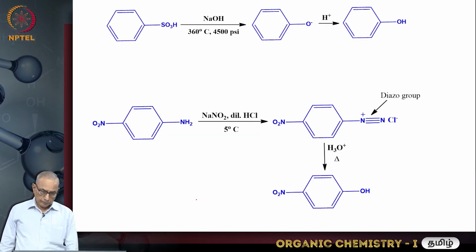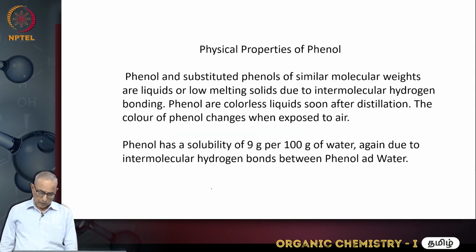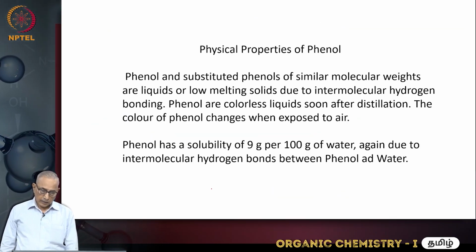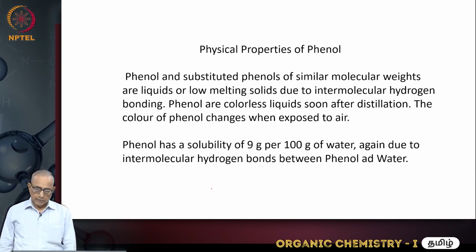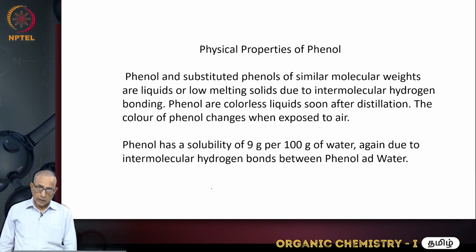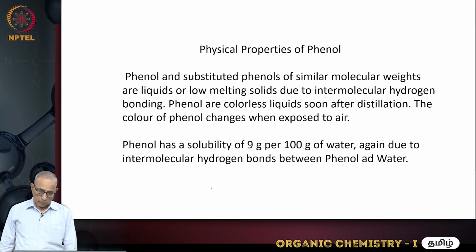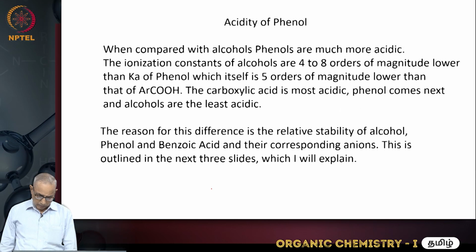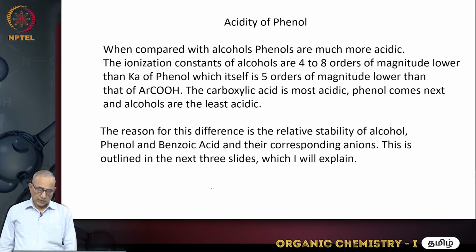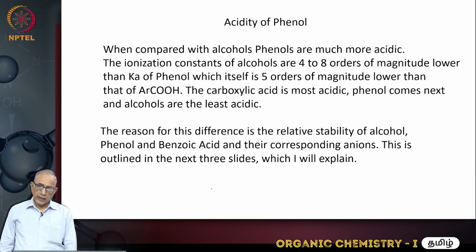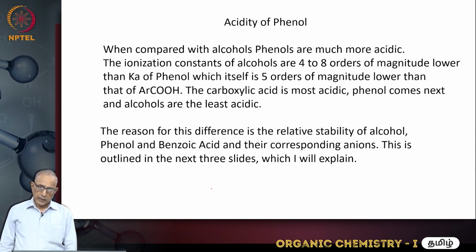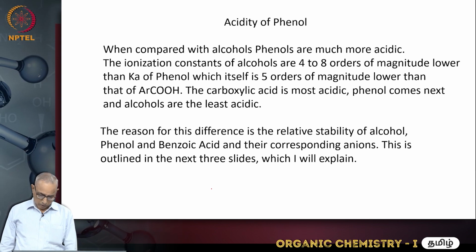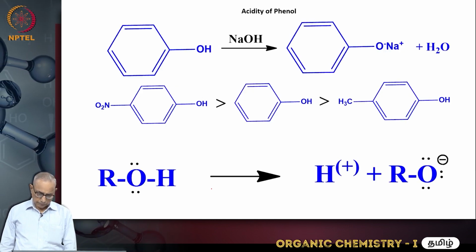Then its physical properties: phenol has a higher boiling point compared to molecules of similar molecular weights because of intermolecular hydrogen bonding, and the same is true of solubility. Phenol is very acidic because the anion is very stable by resonance of the O minus into the ring, both the two ortho positions and the para position.